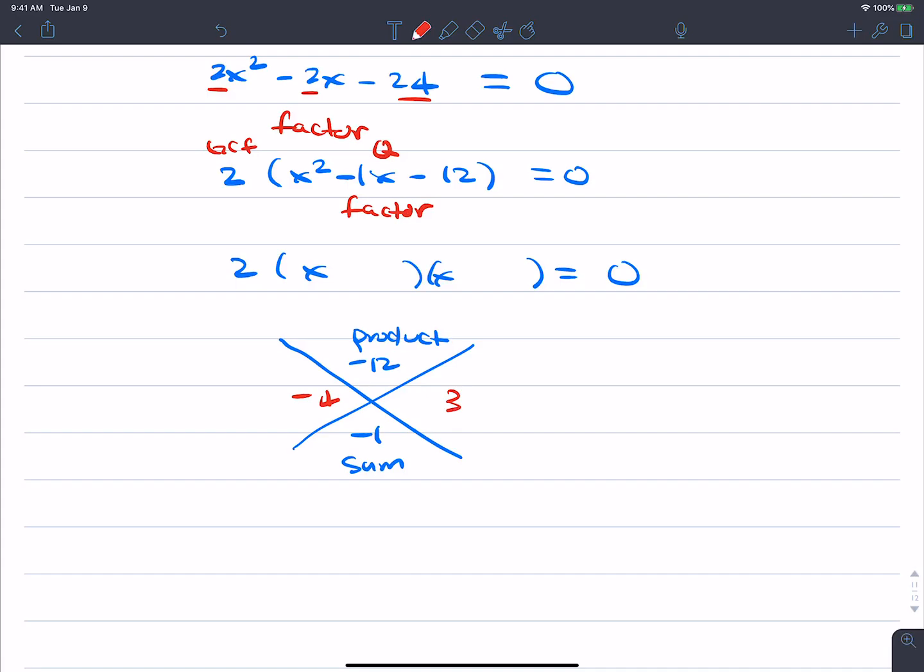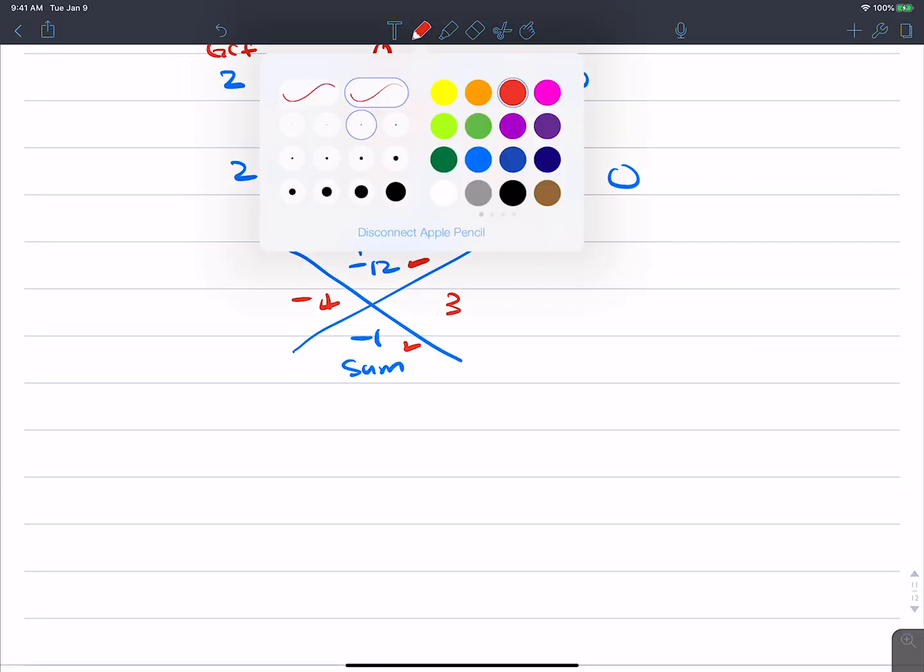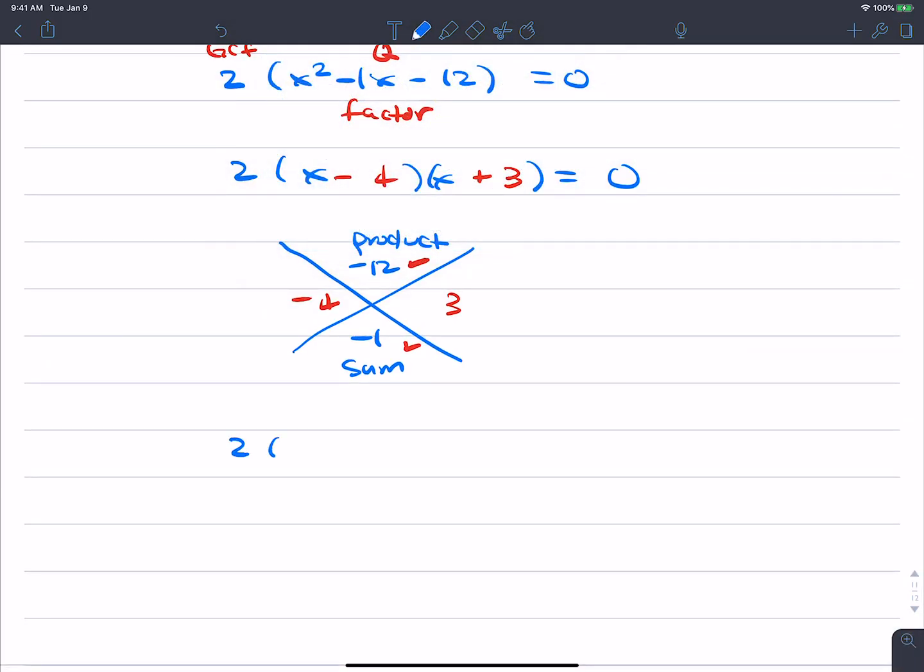Is negative 4 times 3 negative 12? Is negative 4 plus 3 negative 1? Sure is. This is negative 4, and this is positive what? 3. Okay. So let me write this down here for you guys. 2 times x minus 4, x plus 3 is 0.